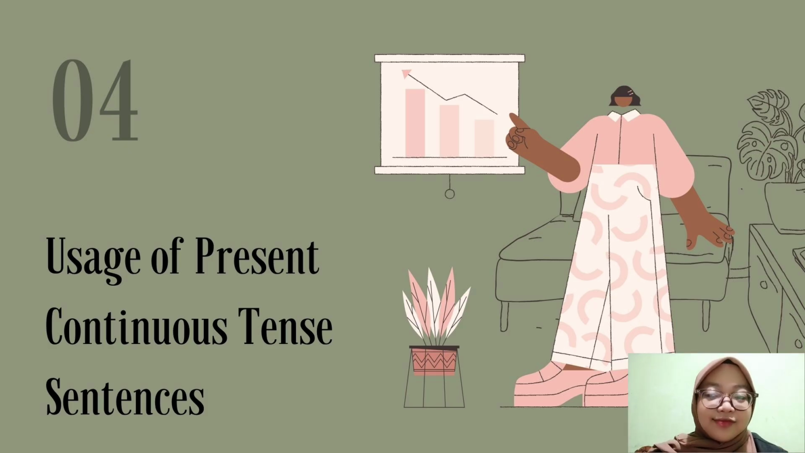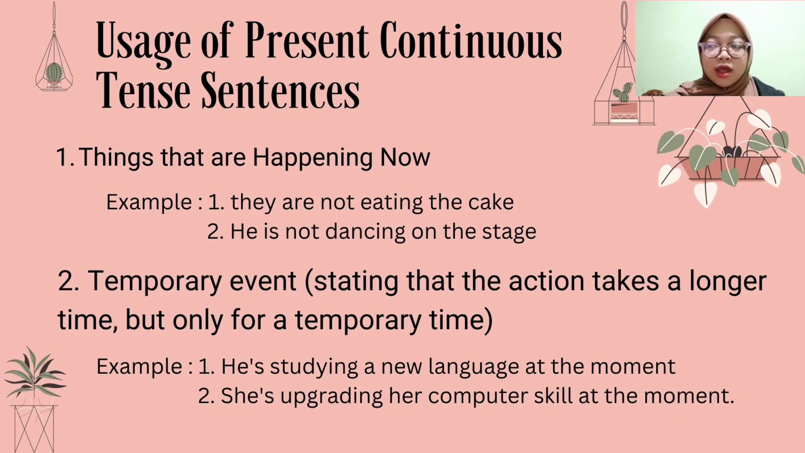Next. Usage of present continuous tense sentences. We will discuss some functions of the present continuous tense directly with examples in various sentence patterns. The first one is things that are happening now. The function is to show an action that is currently happening.